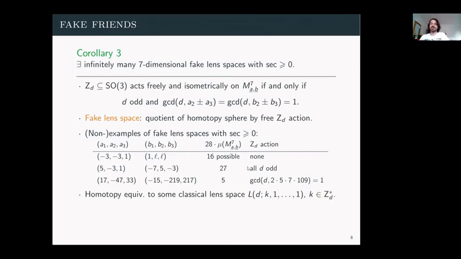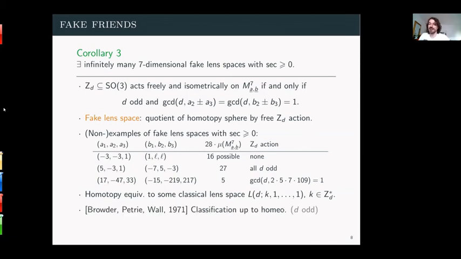Well, every fake lens space is homotopy equivalent to some classical lens space, and there are only finitely many homotopy types, and the finite number depends on the number of multiplicative units in Z mod D. Okay, so there are only finitely many homotopy types. Turns out there are infinitely many homeomorphism types, at least in the case that D is odd. So this classification was done in the 70s using surgery theory by Browder, Petrie, and Wall.